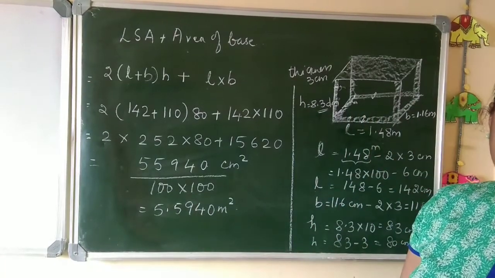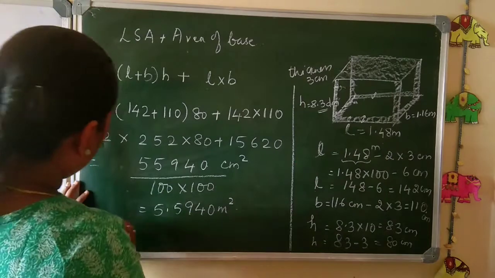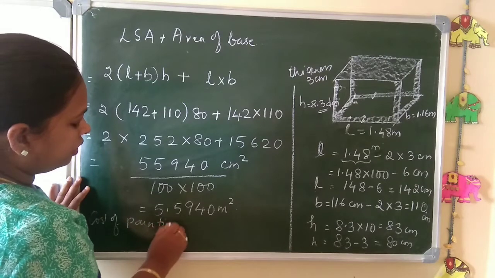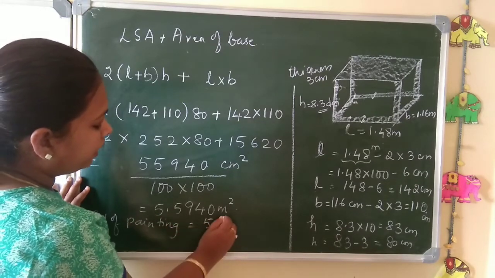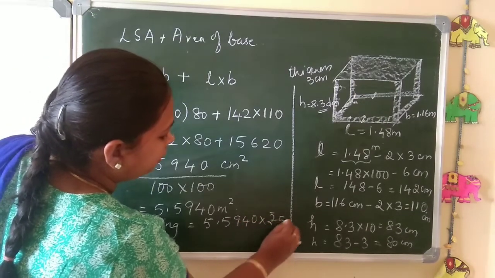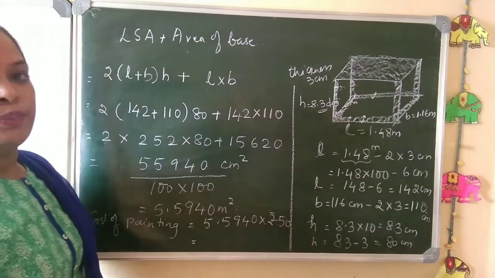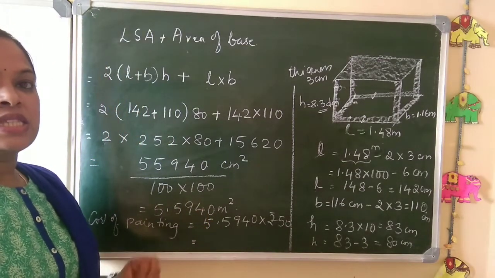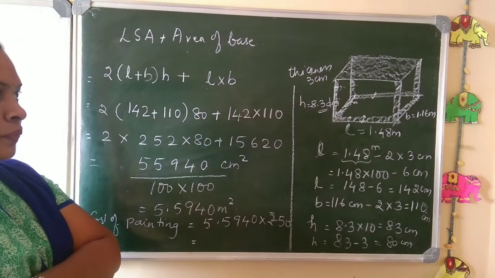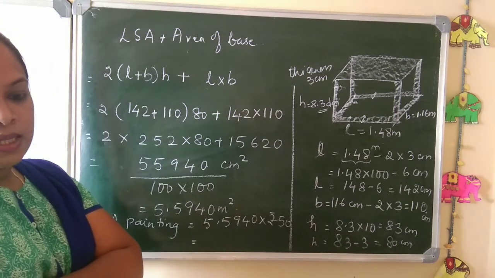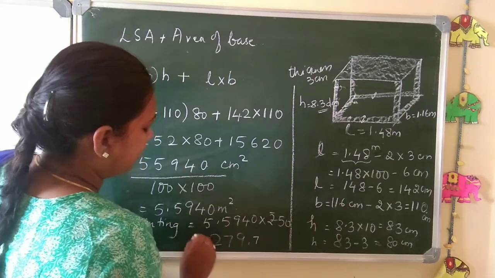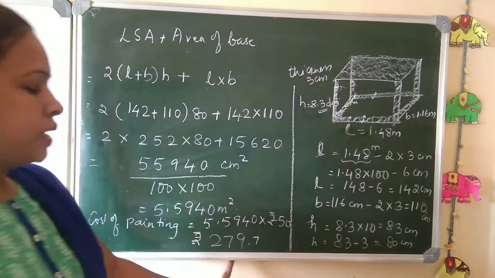So now you have to find out the cost of painting this wooden box. So the cost of painting will be equal to 5.5940 into rupees 50. I'll give you 5 seconds, so quickly find out the answer. Yes, I hope you all have got the answer. So it is 279.7. So you require rupees 279.70.